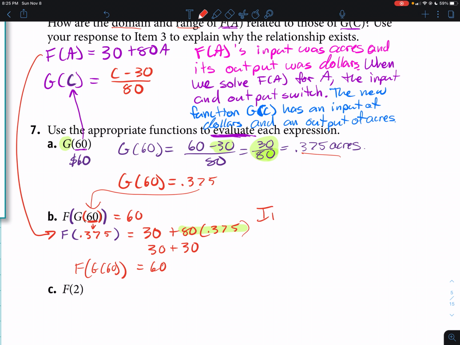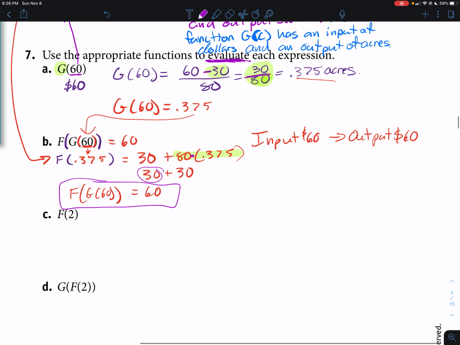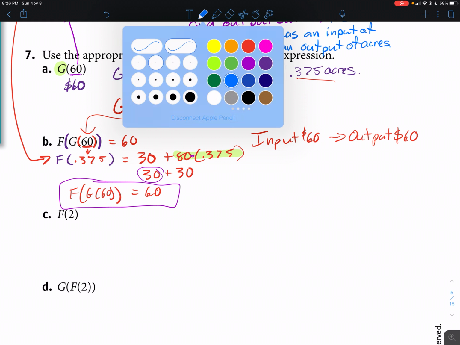We input $60, but then the output was $60. Think about why that might have happened. Really all we did here was reverse. So up here, like I said, think about the operations. First we did 60 minus 30 and then we divided by 80. Then down here we multiplied by 80 and then added 30. So we're just reversing the steps that we took in A to get the answer that's in B. Hey, inverse, reverse. Sounds very similar, huh?